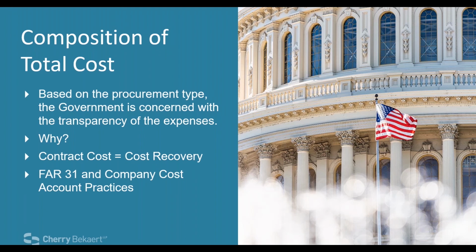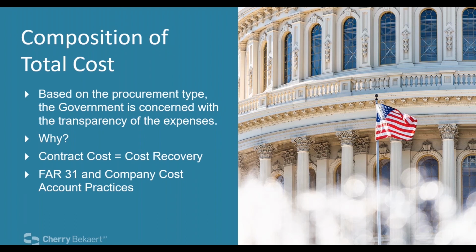So if it is a cost plus type contract, or a T&M, or a sole source fixed price, depending on that award, there is more of a concern about the types of expenses that make up the numerator and denominator for the rate. And why is that? It's because your contract cost equals what you can bill and your cost recovery, and that is all based off of your GL and your records. And the composition of that total cost needs to be consistent with your cost accounting practices at your company, and also any applicable cost principles.